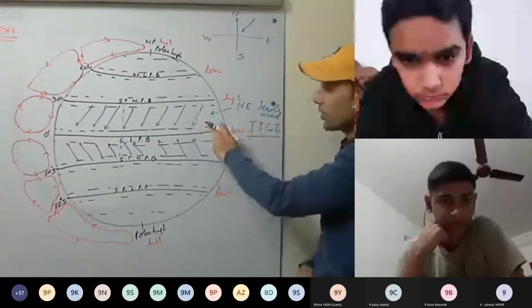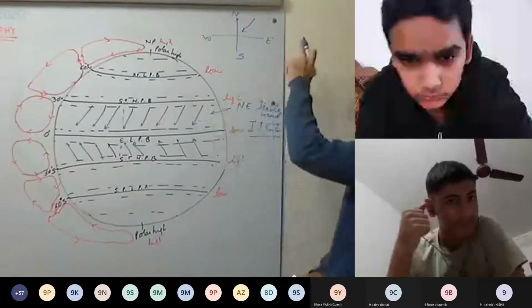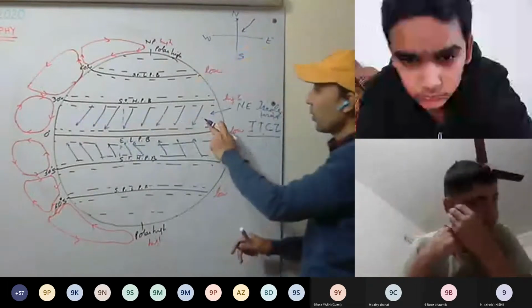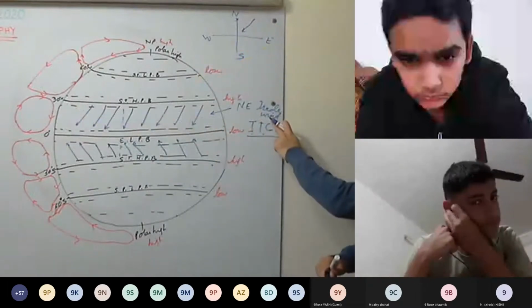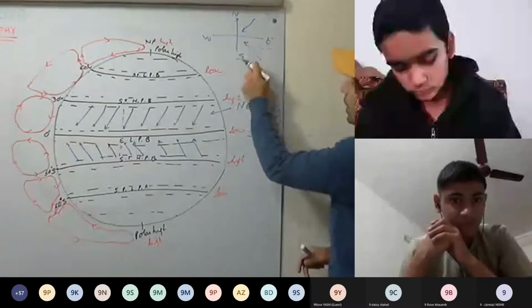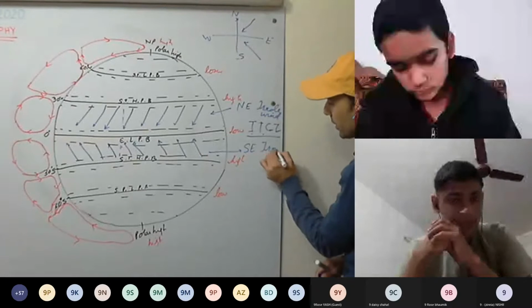They are named after the direction from which they are coming, from which they are originating. So these winds are called northeast trade winds. And these winds, they are originating from southeast. So these winds are called southeast trade winds.